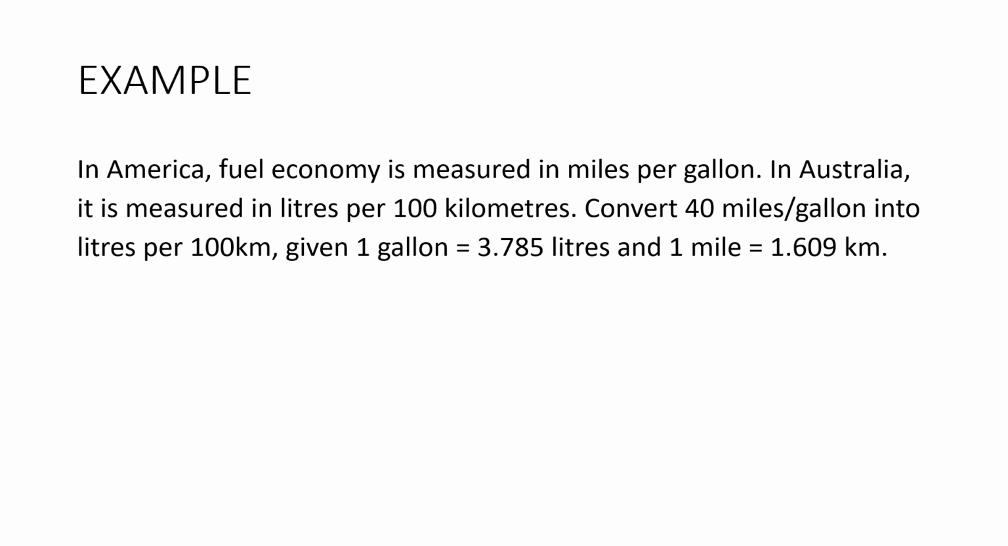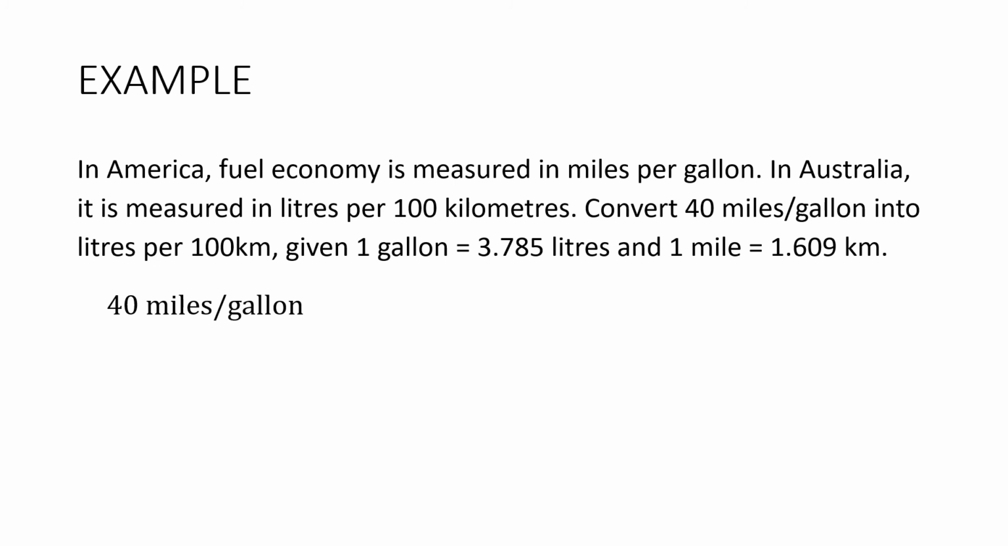Okay, last example. In America, fuel economy is measured in miles per gallon. In Australia, it's measured in litres per 100 kilometres. And these are inverse rates. Let's have a look at them. You might not know what miles and gallons are, but miles are a distance, like kilometres, and gallon is a capacity measurement, like litres. So here I've got distance per capacity, but here I've got capacity per distance. They're inverted. We want to convert 40 miles per gallon into litres per 100 kilometres, and we're given some conversions. 1 gallon is 3.785 litres and 1 mile is 1.609 kilometres.